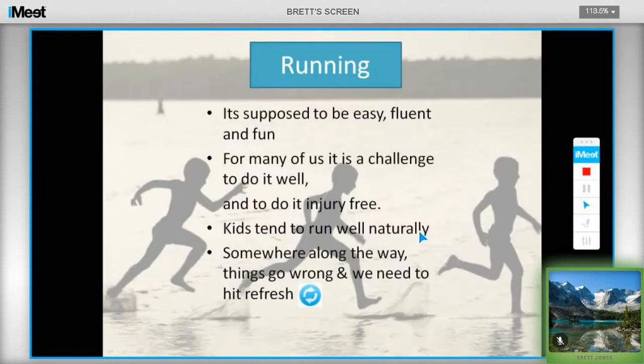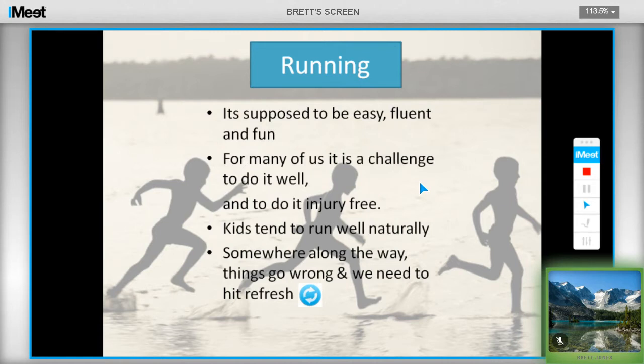So we're going to talk about running today. It's supposed to be easy and fluent and fun, but for many of us, it ends up being quite a challenge to do it well. And it's also really challenging to get into running initially and to stay injury-free. Running has a high rate of overuse injuries and structural injuries to muscular, tendon and skeletal structures.